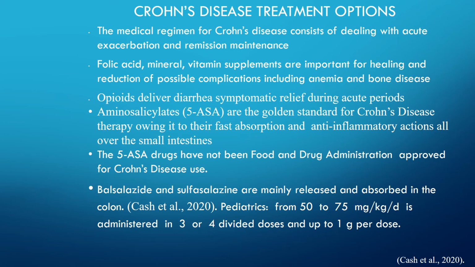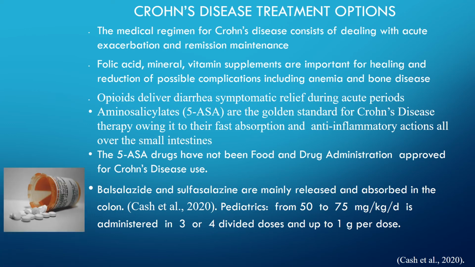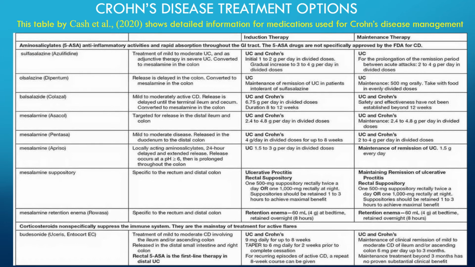Balsalazide and sulfasalazine are mainly released and absorbed in the colon. For pediatrics, 50 to 75 milligrams per kilogram is administered in 3 to 4 divided doses, up to 1 gram per dose. Here is a table taken from the book by Cash and Ito, and it shows some of the medications that are used as a stepwise treatment option for Crohn's disease.